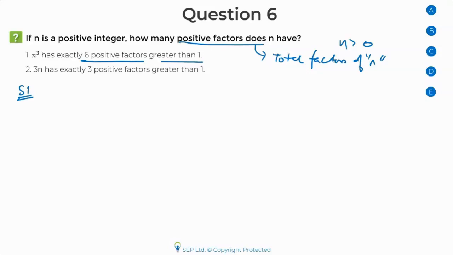What are the total number of factors of n cube? Anybody? Okay, Akash says 7. Okay, good. What about 7? Good. So everyone guys understand that it's 7, right?